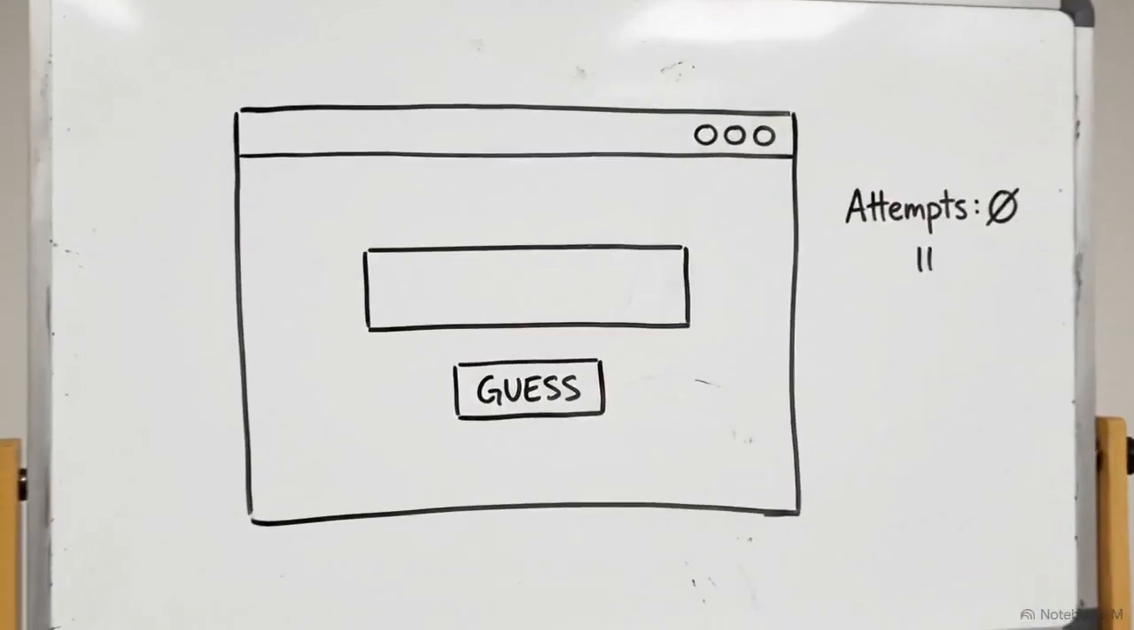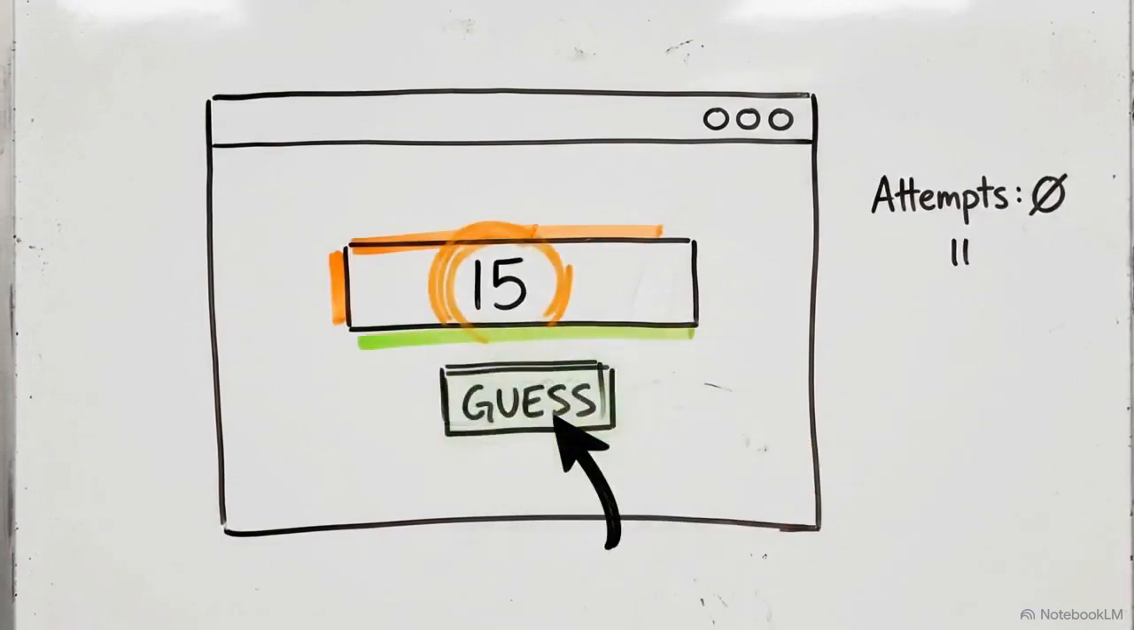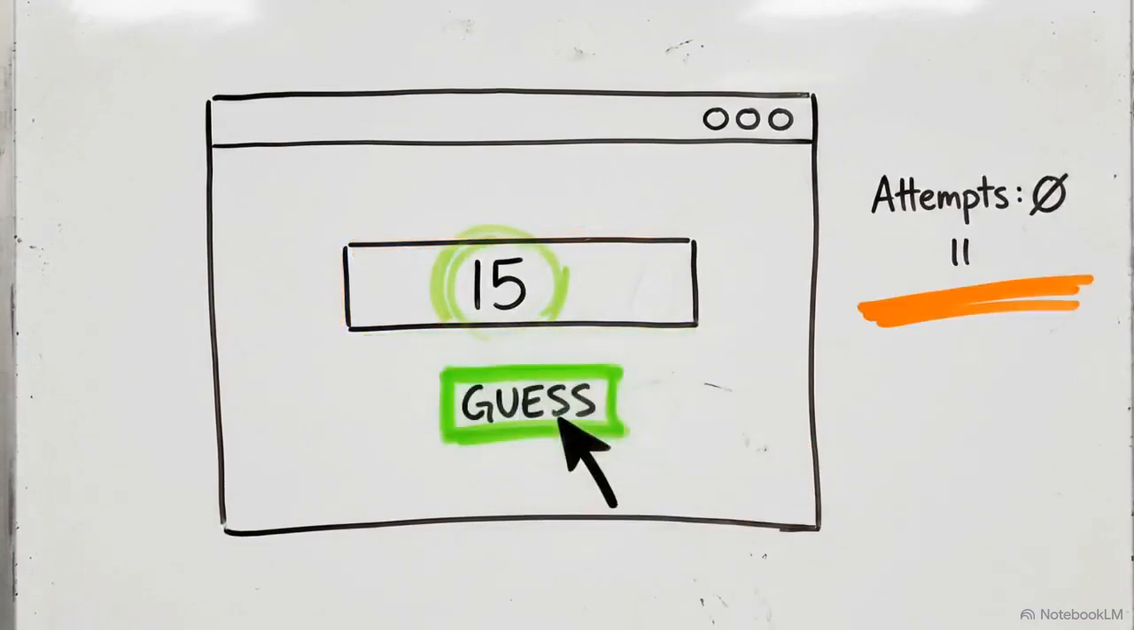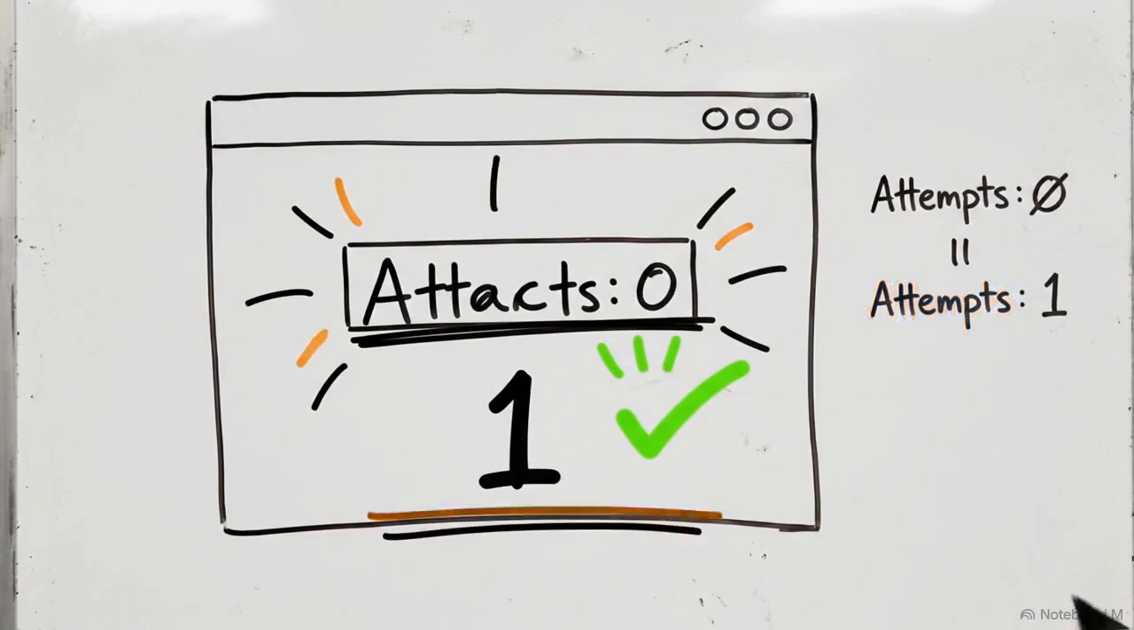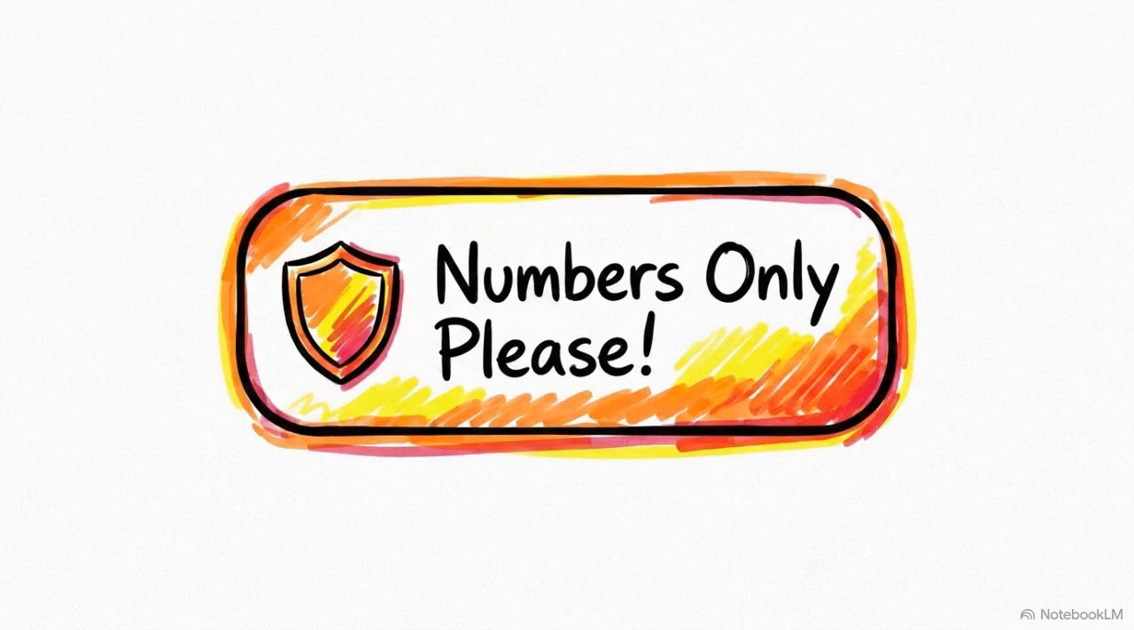Now for the final step. Hit the Start button at the top of Visual Studio to build and run your application. Type in a number and click Guess. The labels update instantly, and the attempt counter stays accurate with every click, preserving your progress as intended. Now type a word into the box and hit Submit. The feedback label displays your warning message, proving your logic handles unexpected input correctly.